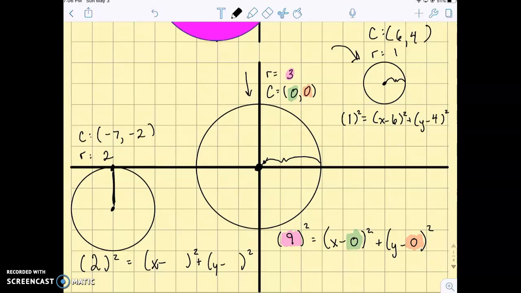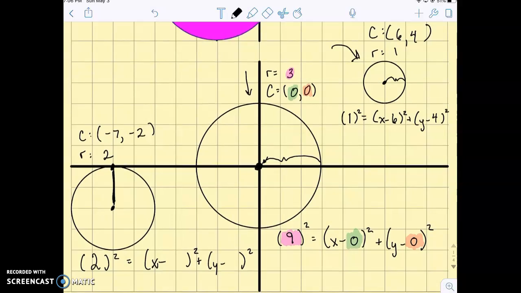What number goes next to the x minus? Right, the -7 goes next to the x minus. The -2 goes next to the y minus. And you know what's coming. What does a minus negative make? I would wind up with positives.